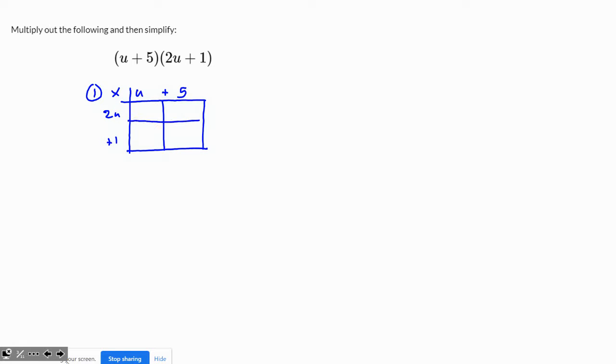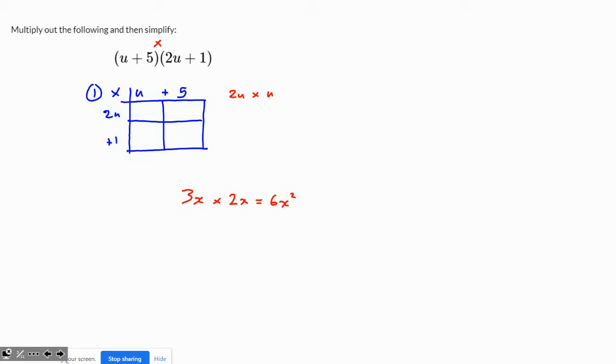So in our grid, we're going to remember to multiply everything together, again remembering that the two brackets are multiplied together. So we're going to do 2U multiplied by U. Now, here we have to remember that if we have an expression of two terms multiplied together, for example, 3x multiplied by 2x, then we can multiply the numbers separately to the algebraic letters, the variables. So we could do 3 times 2, which is 6, and then x times x, which is x squared.